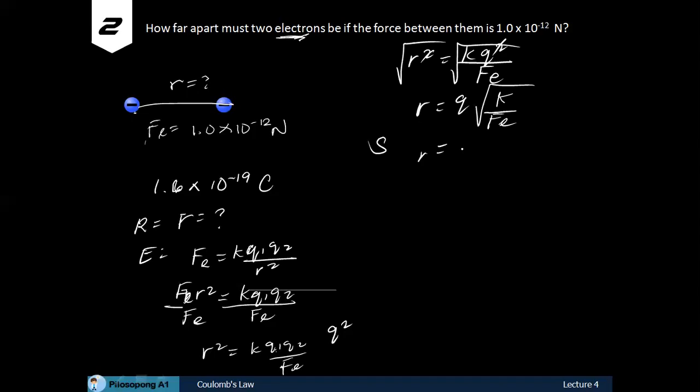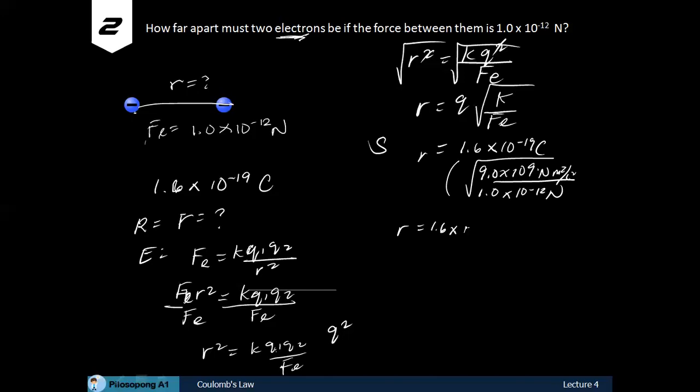So R is equal to Q. The value of Q is 1.6 times 10 raised to negative 19 Coulomb multiplied by the square root of K, which is 9.0 times 10 raised to 9 Newton meter squared per Coulomb squared, over the force 1.0 times 10 raised to negative 12 newtons, and we get 1.6 times 10 raised to negative 19 Coulomb and the value of this division we have inside the square root sign. It's 9 times 10 raised to 21.